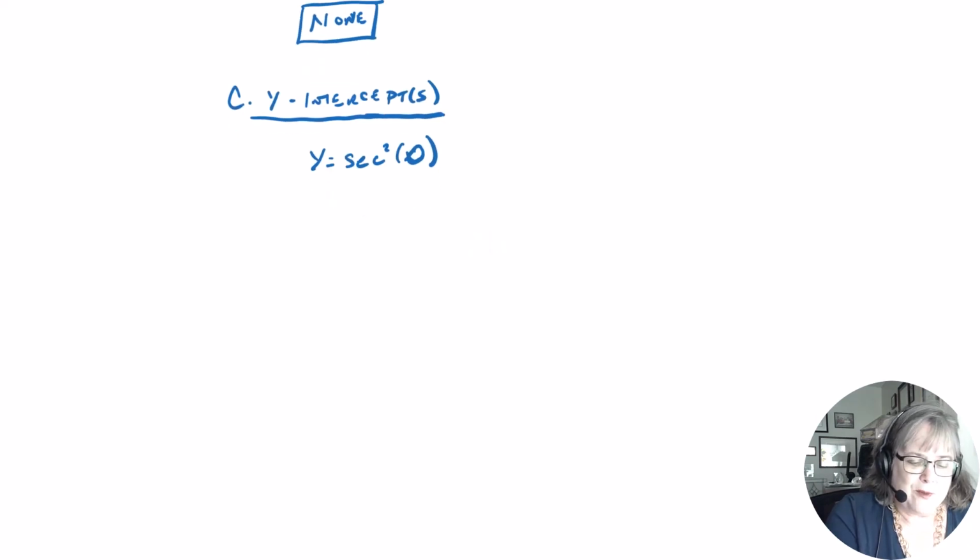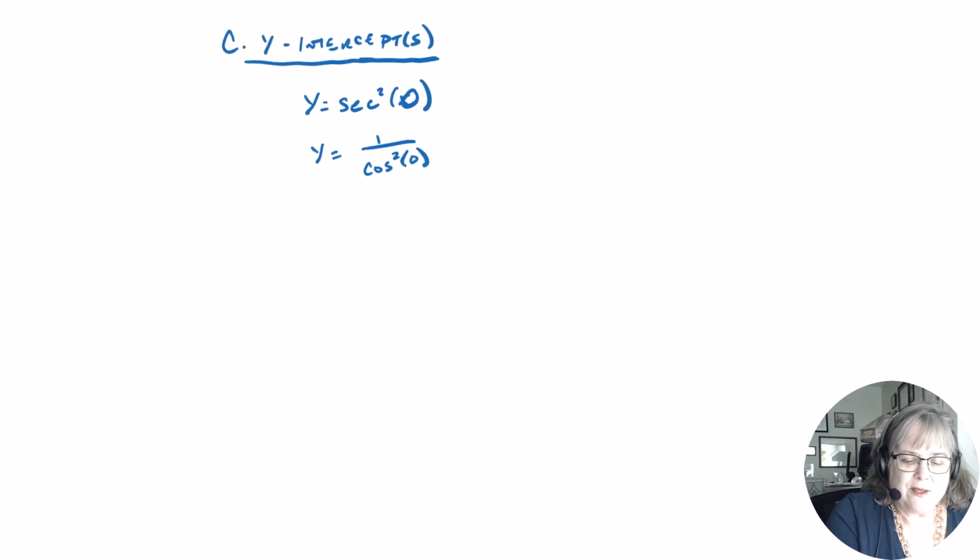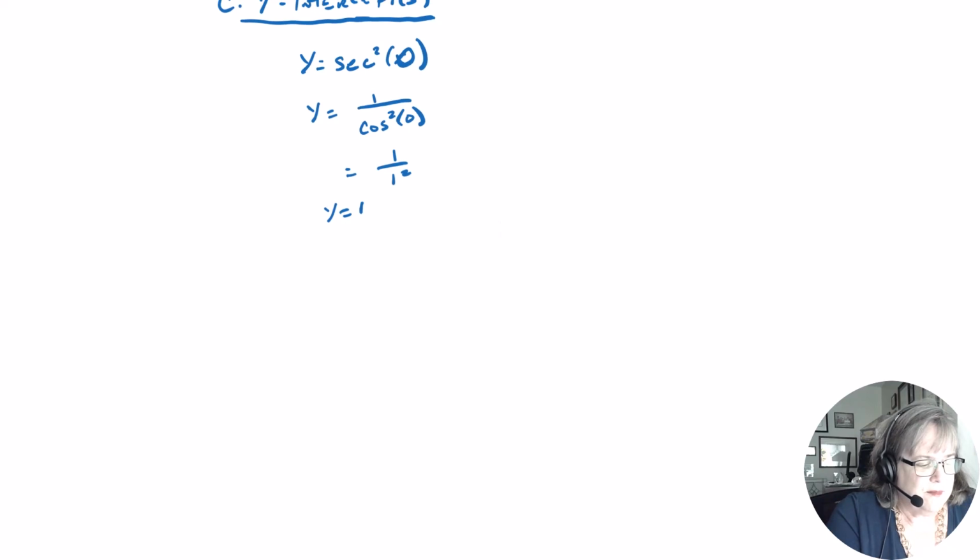And so in effect, what you're doing is saying, in case you're unfamiliar with secant, you've got this. And cosine of 0, remember, was 1. So this is 1 over 1 squared, literally. So y is 1. And so you have (0, 1) as your y-intercept.